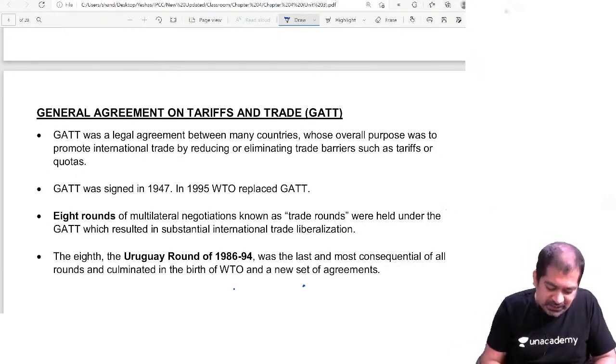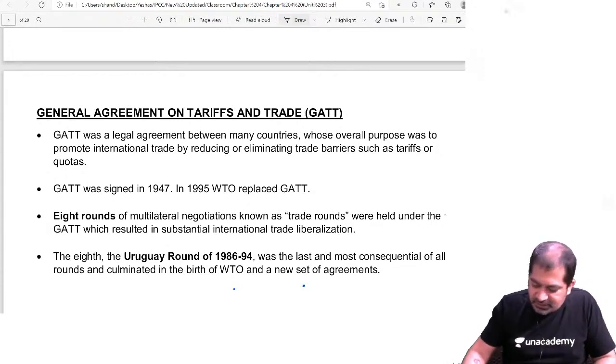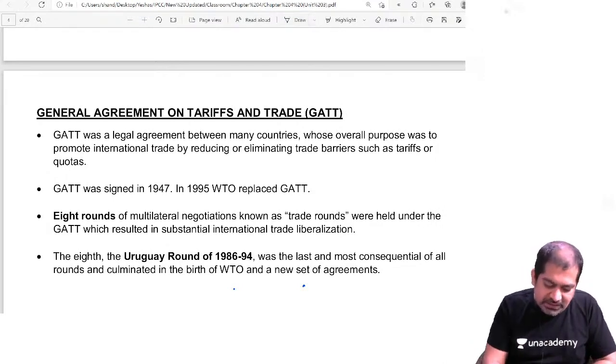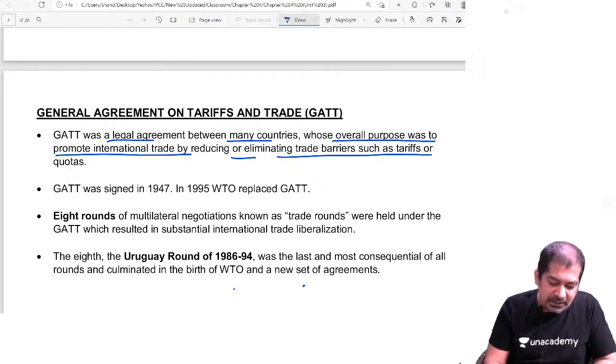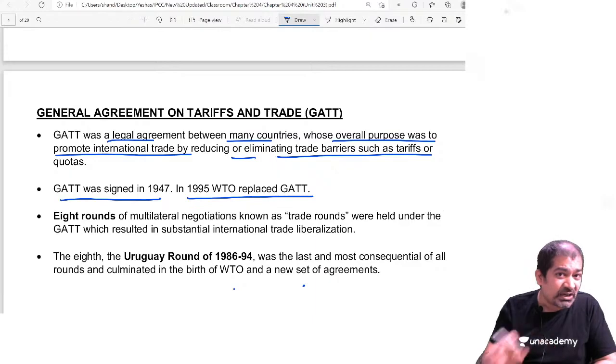So let's understand what is given here as a part of the General Agreement on Tariffs and Trade. GATT was a legal agreement between many countries whose overall purpose was to promote international trade by reducing or eliminating trade barriers. Alright, barriers you have reduced, not the measure. It means there will be tariff, but the tariff will not be so high that it will create a barrier. GATT was signed in 1947 and in 1995 WTO replaced GATT. It means GATT was not abolished, it was subsumed under WTO.